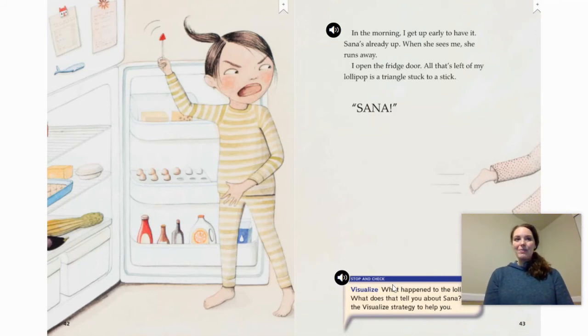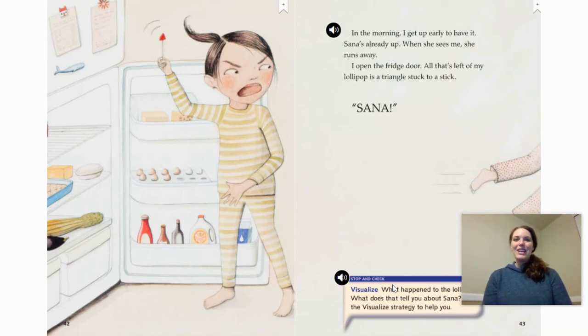Where's the location? Well, right now they're actually in their house still. If you want to be more specific, I see there is a refrigerator. What room in the house might they be in right now? Well, I know that they might be in the kitchen because refrigerators are often in the kitchen. And the action is that Sana has just eaten Rubina's big red lollipop. And she's angry. Rubina is upset.